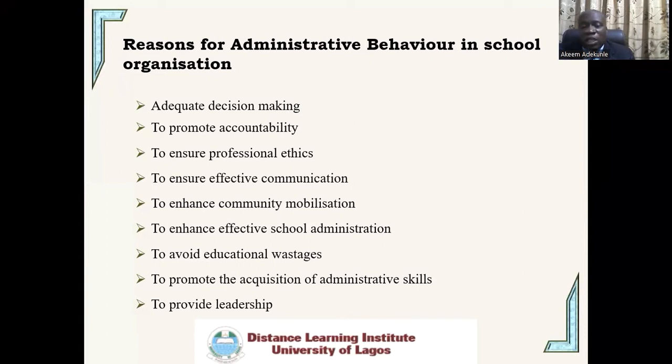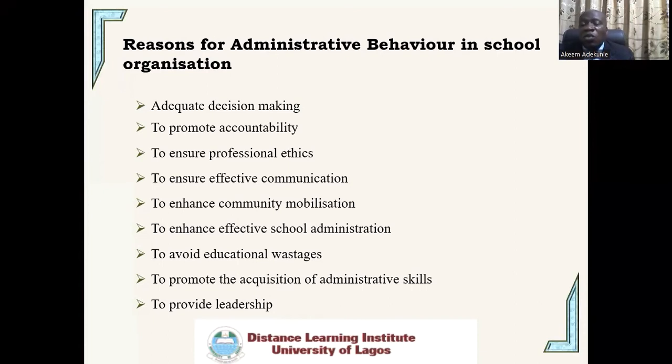We need administrative behavior in order to enhance community mobilization, because this will also help to enlist the support of the community, because the administrator is a liaison officer between the community and the school. And with administrative behavior in school organization, the school administrator as a bridge, as a link person, as a liaison officer, will be able to bring about enlistment of the support of the community in school affairs, and also to enhance effective school administration.